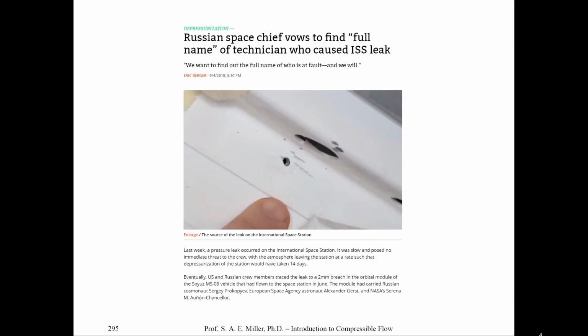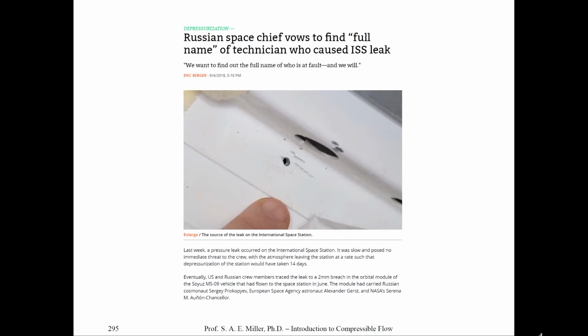Let's look at some potential application of this potential theory. Here, this is a recent article from 2018 of the Russian space chief vowing to find the full name of the technician who caused the International Space Station leak. I'll let you read through this article on your own, but you'll see that a small 2 millimeter breach was punctured in the space station. Of course, the space station does not depressurize quickly like it does in the movies.